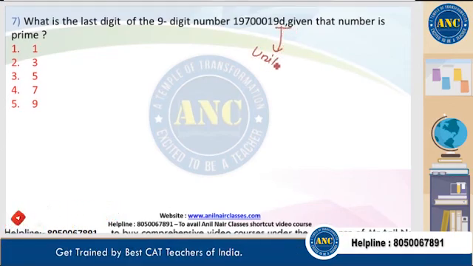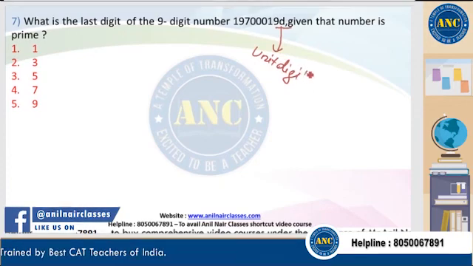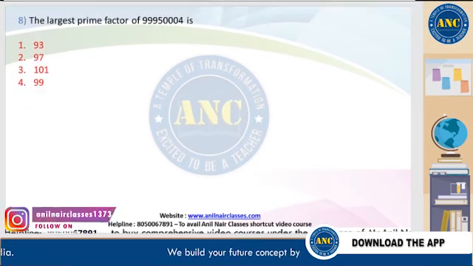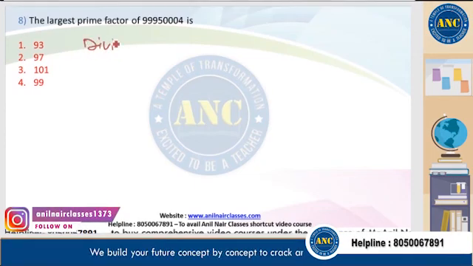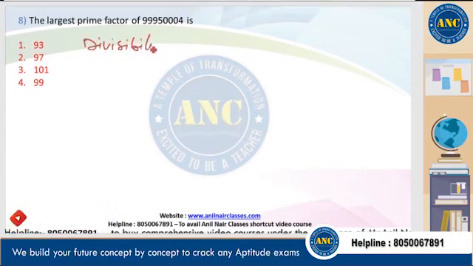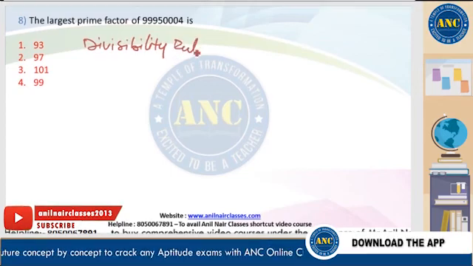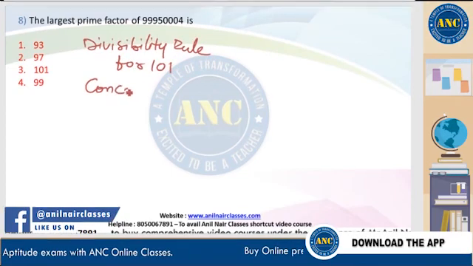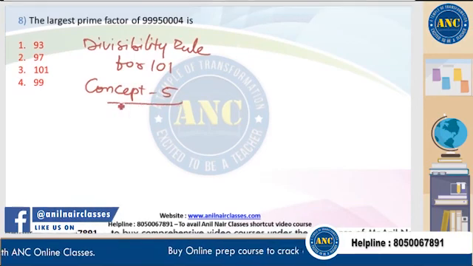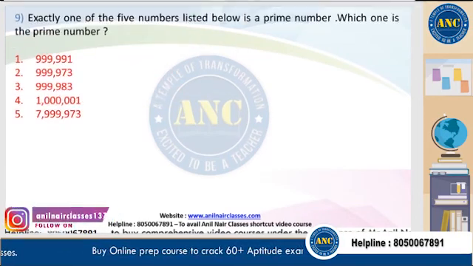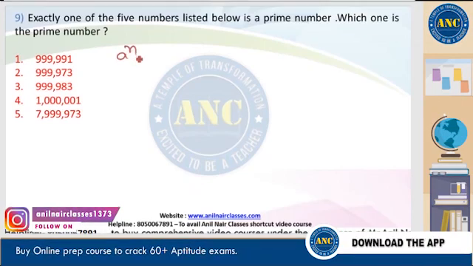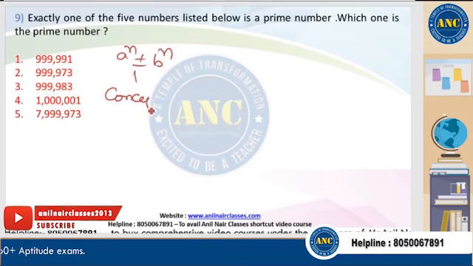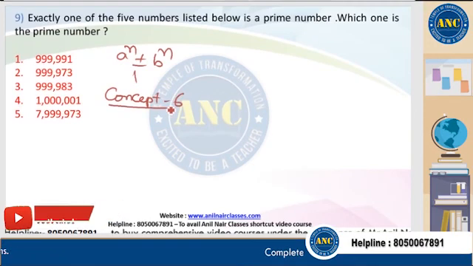How to find out the unit digit of a number if the given number is a prime number. Then we have discussed the divisibility rule of 101. Concept 5, divisibility rule for 101. These are all the topics which we discussed yesterday in session 1. Concept 5. Again, this is the concept based on a power n plus or minus b power n, which is concept 6. One among the given numbers is a prime number.